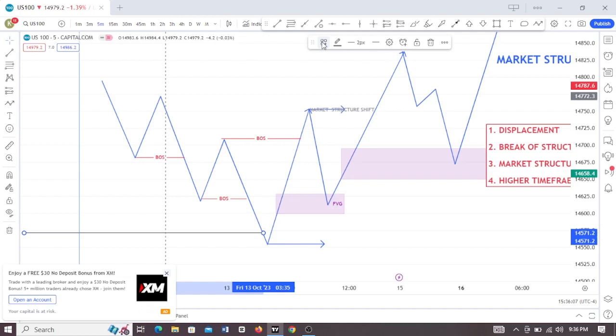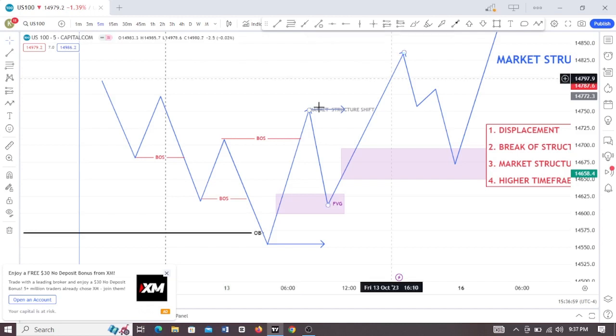Then it comes to a fair value gap or an order block again, or breaker block, then it moves up and breaks this high again. Then that's how you know that a market structure shift has occurred. Okay, so now that we have seen in theory what a market structure shift is, we can go to the chart and look at some examples.